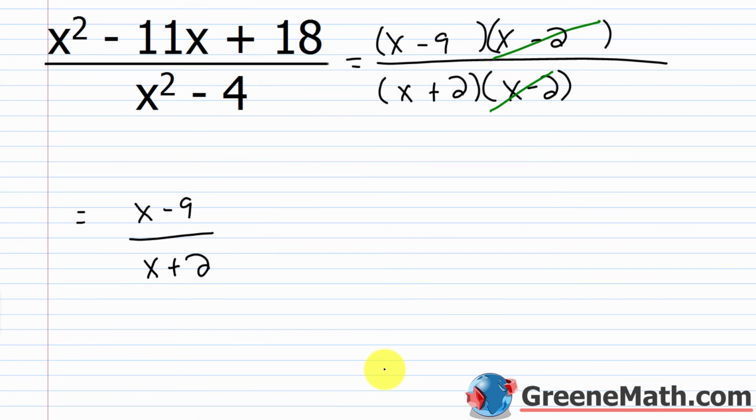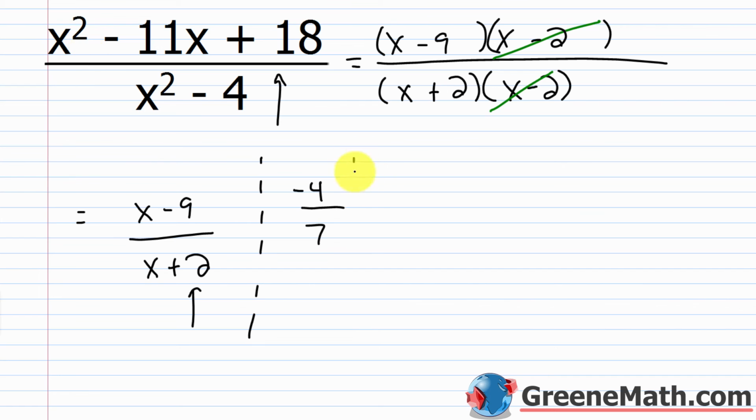Now let me just show you why it's useful to simplify these things. Would I rather evaluate when it looks like this or when it looks like this? Let's say x is equal to 5. Give me the value for the rational expression. Well, here I can say 5 minus 9 is -4 over 5 plus 2, that's 7. So I get -4/7. Nice and easy, very quick.